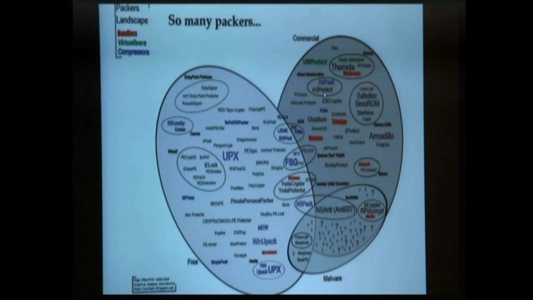Use it. ASProtect. The bottom ones here are actually more of what you'll run into in the case of malware. But what I'm running into a lot lately is this entire Venn diagram is just becoming one giant circle because all the malware is using all this stuff.